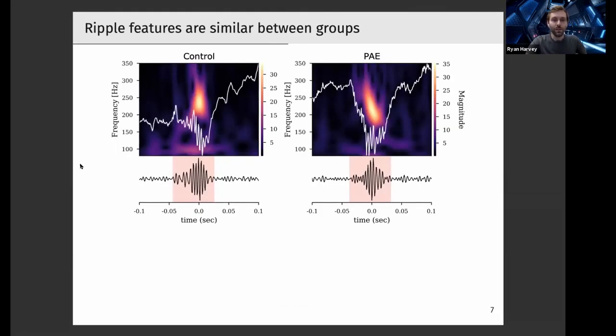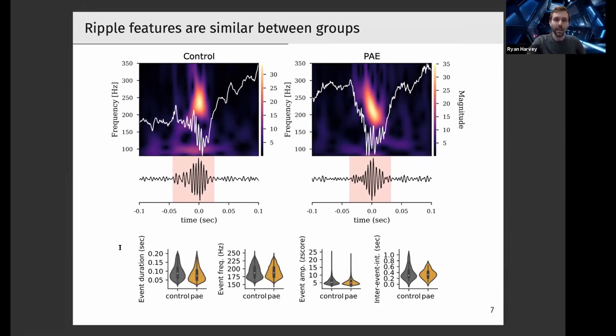Getting to the results, what you see here are 2 ripples, one from a control rat and one from a PAE rat. The white is the wideband signal over the spectrogram, and beneath that is the bandpass filtered signal. From these ripple events, you can take out several features, such as duration, or how wide they are, the frequency of the ripple, the amplitude of the ripple, and the ripple interval, to see how they're doing between groups. But along all these dimensions, I didn't find any differences between the 2 groups. So if there are any differences caused by PAE, they're not along the dimensions of the ripples themselves.